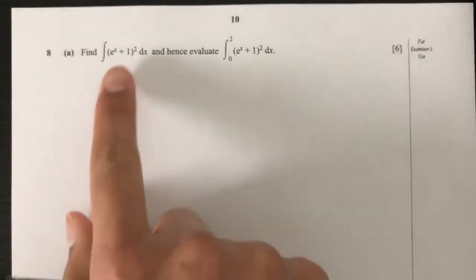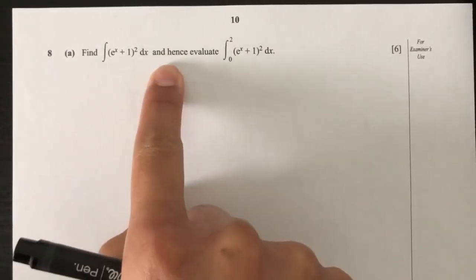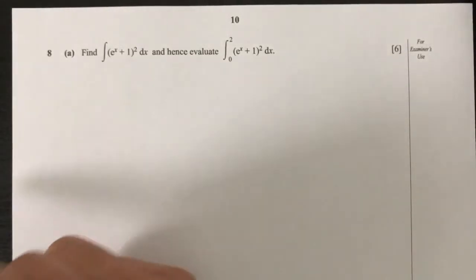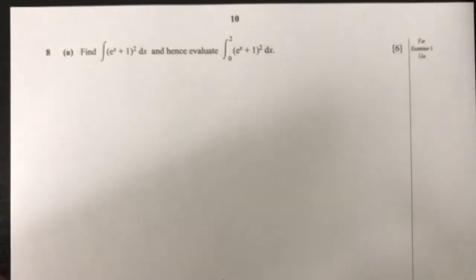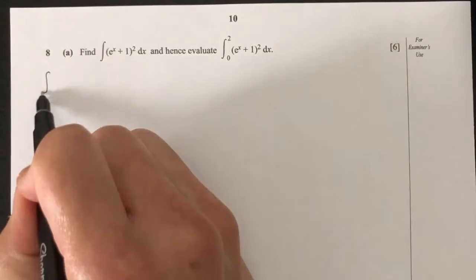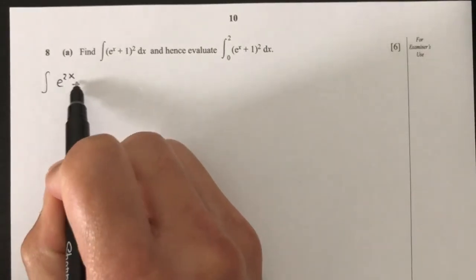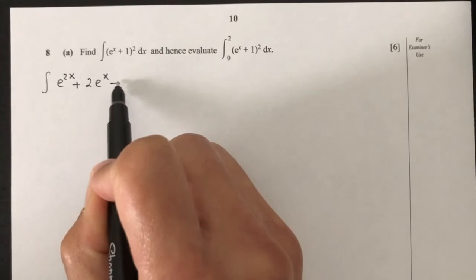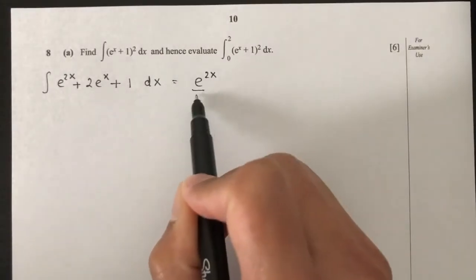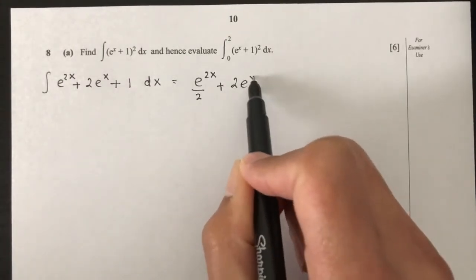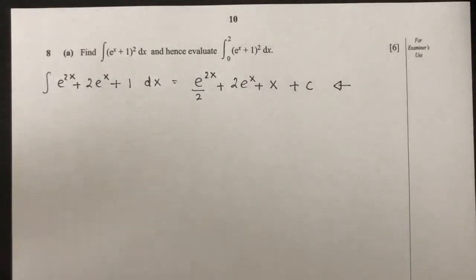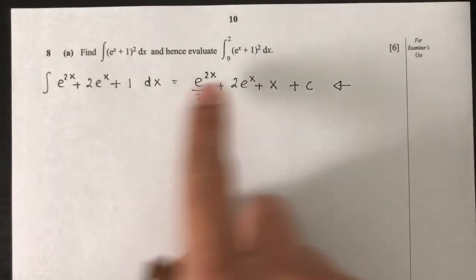So we have to find the integration of this term, hence evaluate this one. So step by step, how are you going to find this one? You can always expand. If you don't know how to do that, we can just first expand this whole thing and then do one by one. So that will become 2e power 2x plus 2e power x plus 1 dx. And that will be exponential 2x over 2 plus 2 exponential x plus x plus c. That will be for the first part.